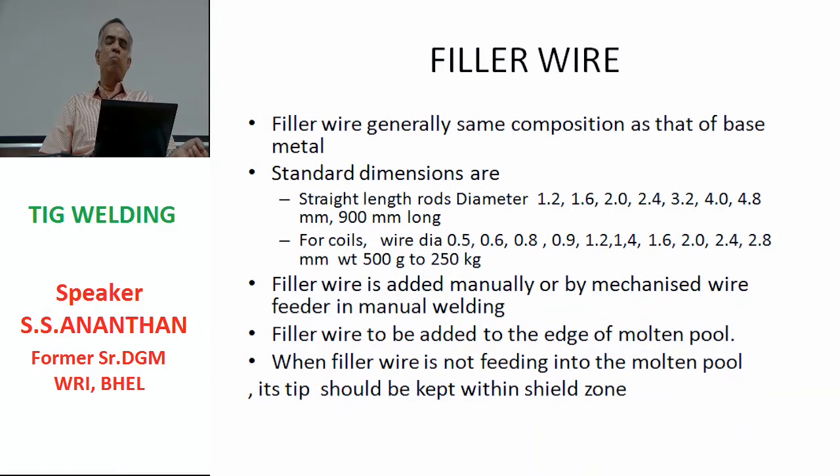The second important point is when the filler wire is added in the welding, the welder should not remove the filler wire such that the tip is outside the shielding zone. In that case, oxidation takes place in the tip, which will add to the quality problems in the welding. So these two aspects, that is the filler wire addition into the molten pool, and it should be retained within the shielding zone throughout welding, is very, very important for any welding operation.